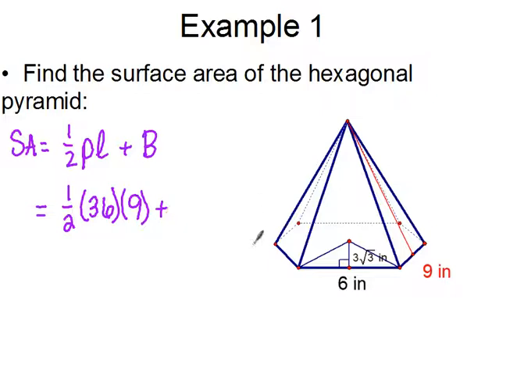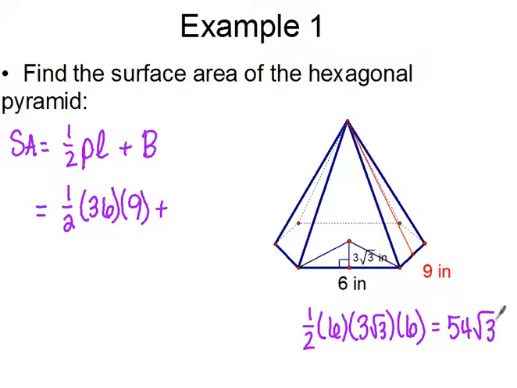Alright, and then the base. We need the area of the hexagon. So that's 1/2 times N times A times S. And if you don't have any of those, you'll have to find them. That's part of the deal. Alright, so 1/2 times 6 is 3, times 3 is 9, times 6 is 54 root 3 for the hexagon on the bottom of the pyramid. So we would add 54 root 3 for this. Alright, so we're going to do 1/2 times 36 times 9 plus 54 square root 3.